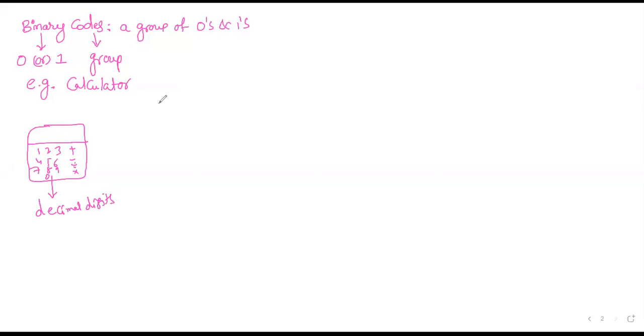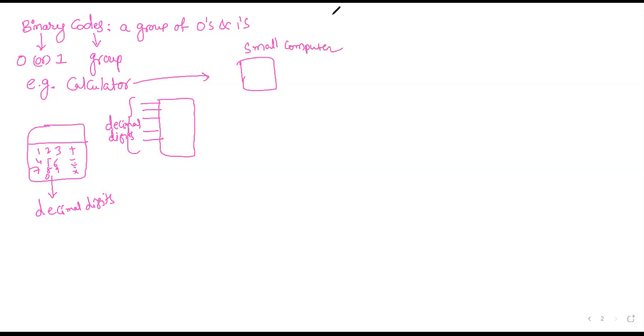So to the computer, we'll give the inputs as decimal digits. Decimal digits as input. And these decimal digits we are applying to a calculator, which is nothing but a mini computer.